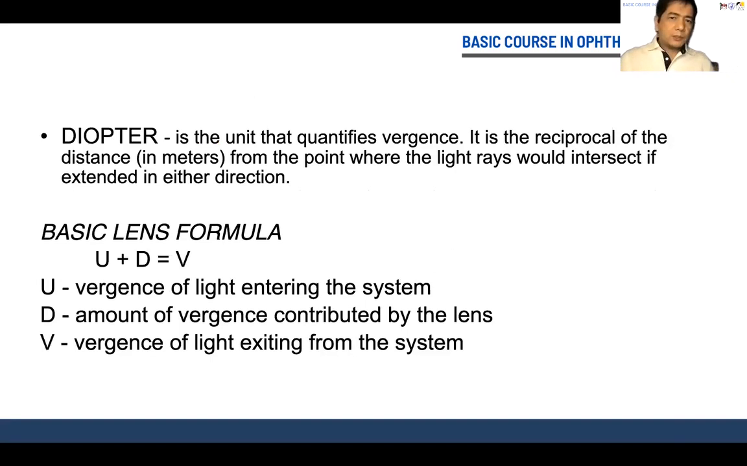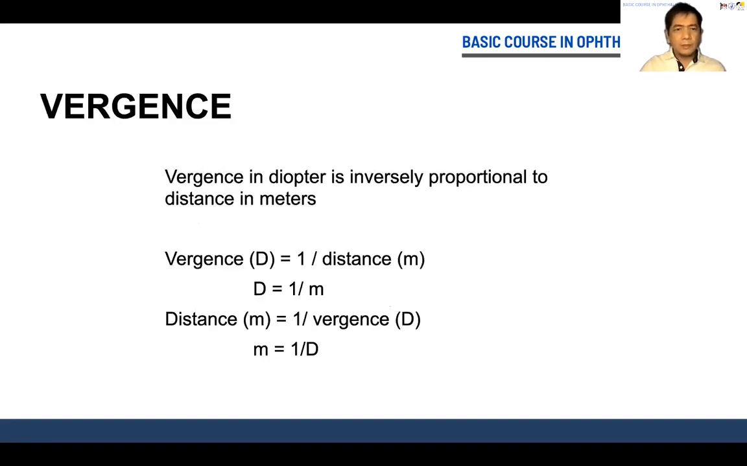Diopter is the unit that quantifies vergence. It is the reciprocal of the distance in meters from the point where the light rays would intersect if extended in either direction. So the basic lens formula is U plus D equals V, where U is the vergence of light entering the system, D is the amount of vergence contributed by the lens, and V is the vergence of light exiting the system. Okay, so this is the vergence formula.